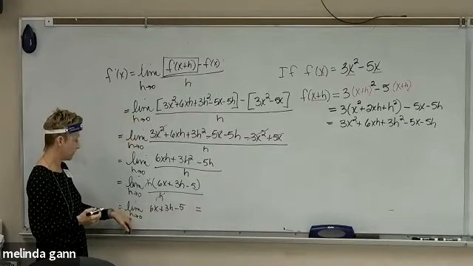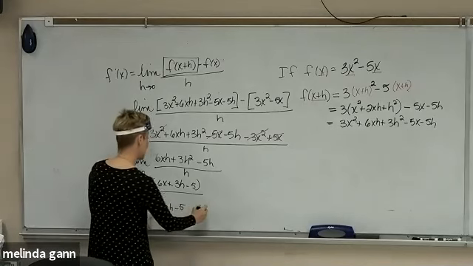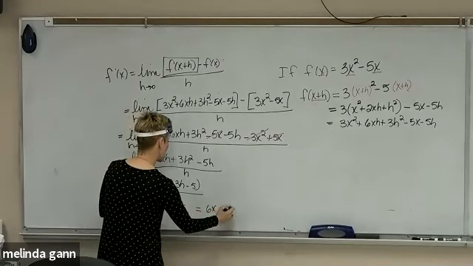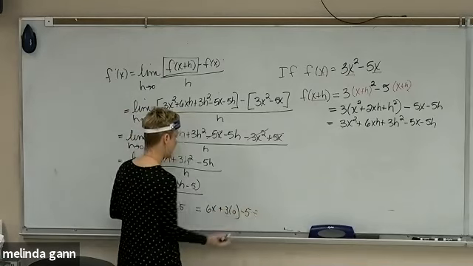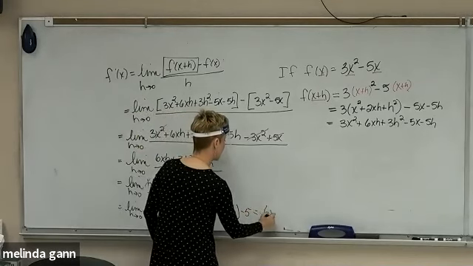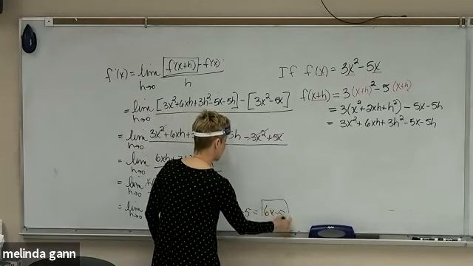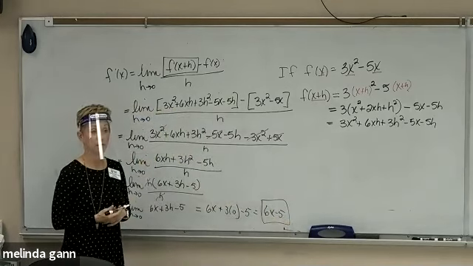Now can I take 0 and plug in for h and nothing terrible happens? So I've got a 6x plus a 3, there goes my 0 in for h, minus 5. So what do I end up with for my final answer? 6x minus 5. That's the general derivative of that function over there.